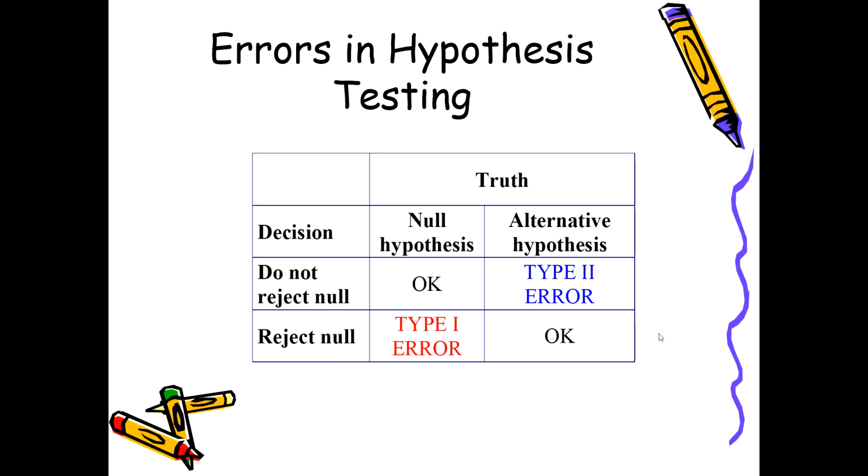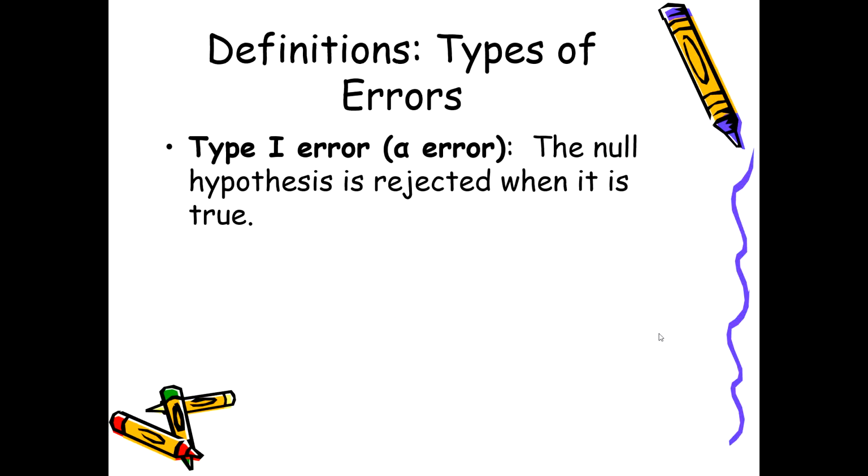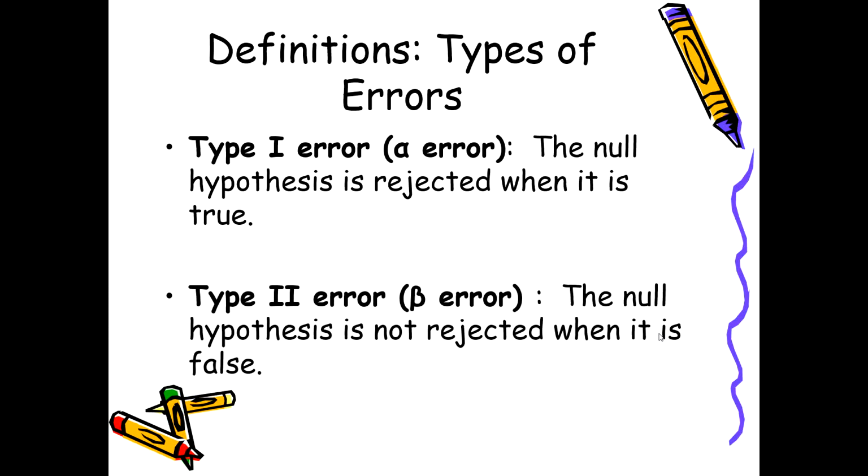So this is again to show you how the researcher accepts or rejects the null hypothesis, and on the basis of his observations and on the basis of the truth which is present, he is committing type 1 error and type 2 errors. So type 1 error is the alpha error. The null hypothesis is rejected when it is true, and type 2 error is the beta error. The null hypothesis is not rejected when it is false.